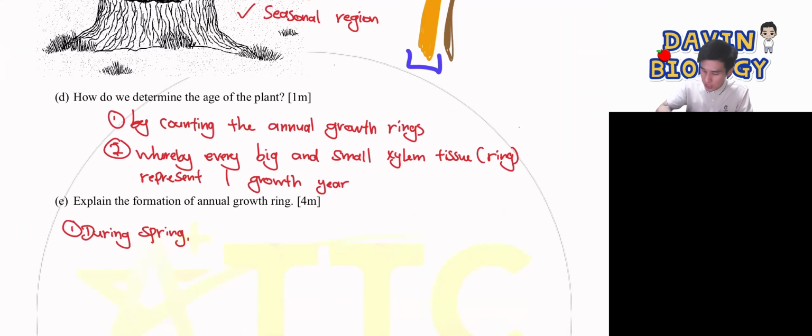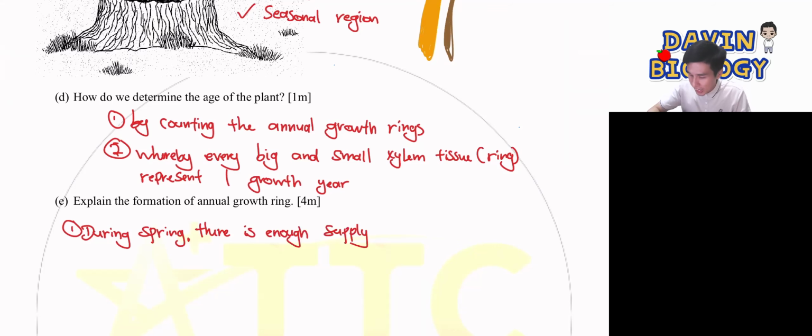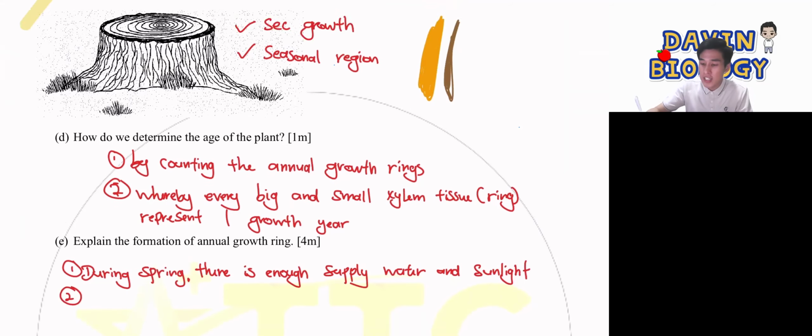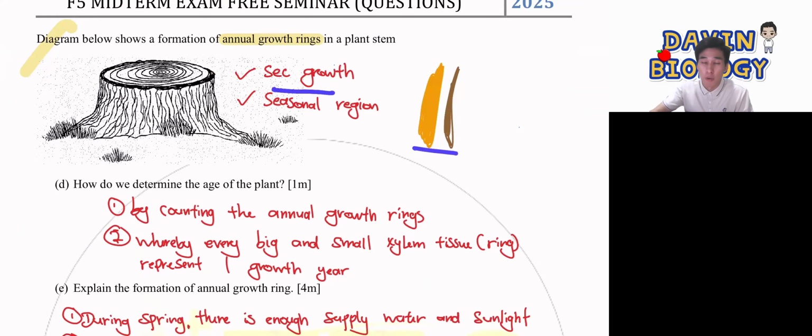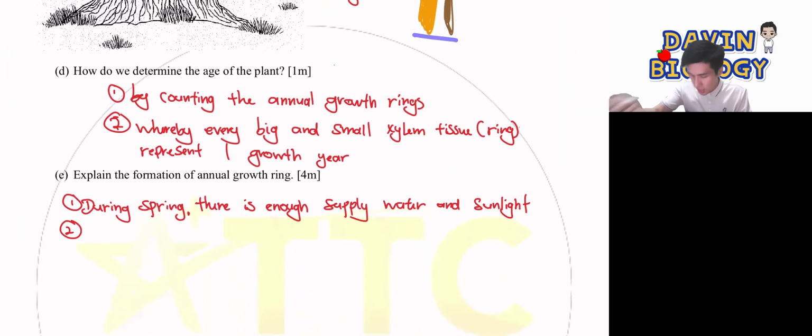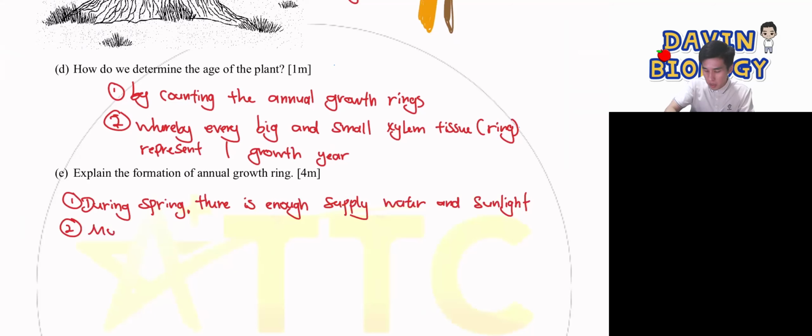But what we say here is, there is enough supply of mainly 2 things, light and water. Not too much, not too little, just nice. So the main thing you're going to say is growth, secondary growth, because these are secondary xylem, which is formed only through secondary growth. So we will say more secondary growth occurs.